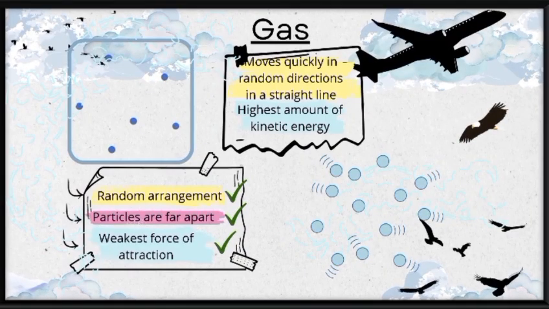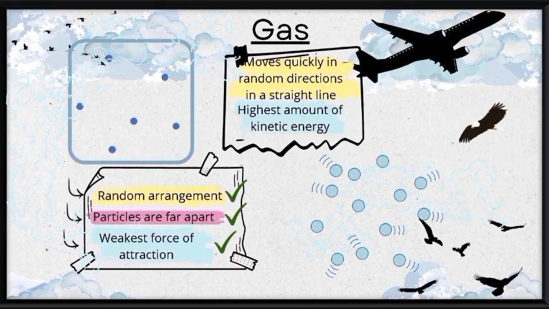Gas has a random arrangement, the particles are far apart, and it has the weakest force of attraction. It moves quickly in random directions in a straight line, and it has the highest amount of kinetic energy.